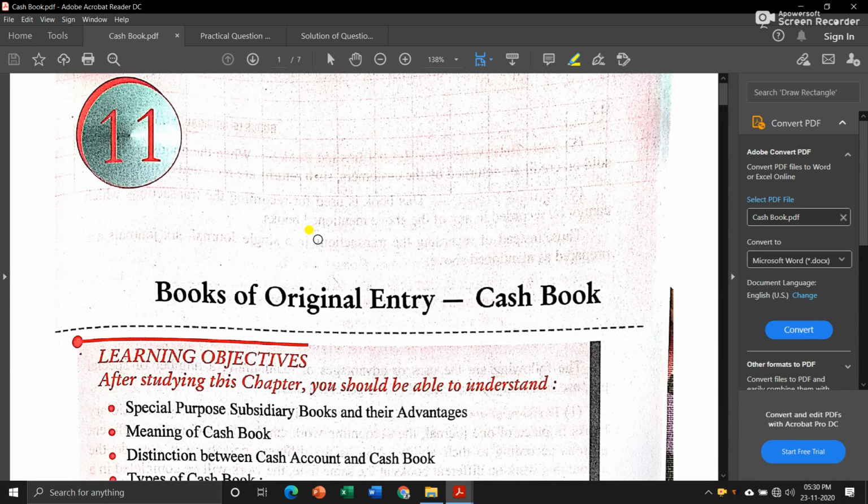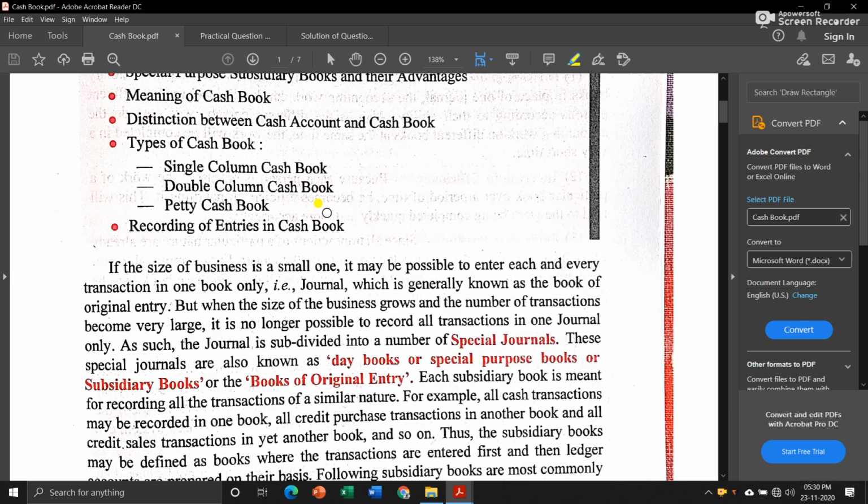Hello everyone, in this session we will be starting cash book. First we will see some theory part of cash book and then we will see one practical question of cash book. Now let us see what is cash book.